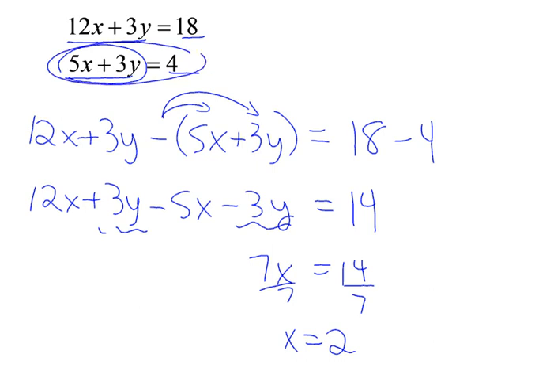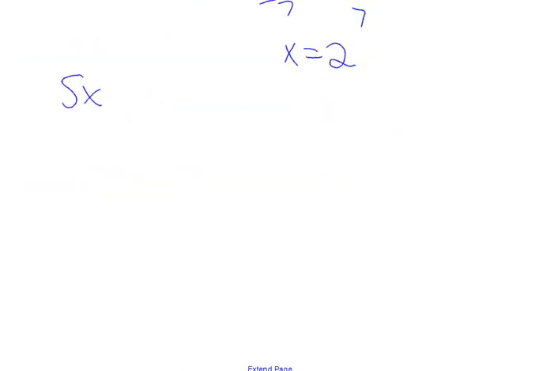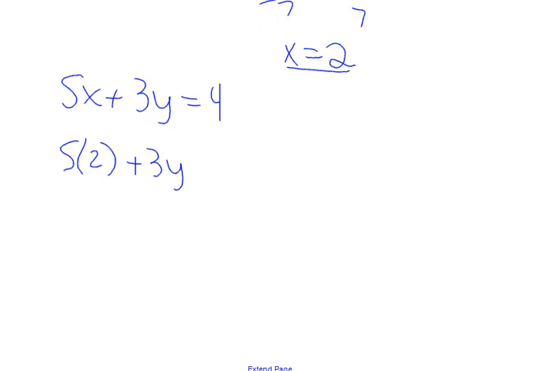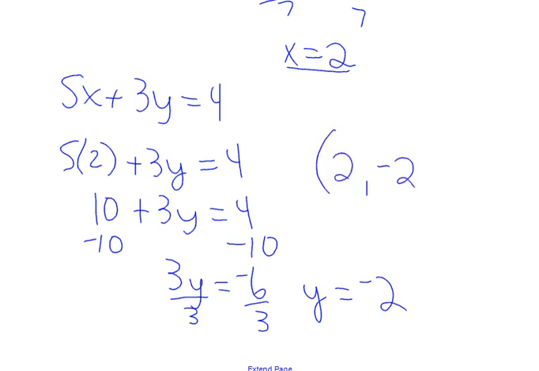I'm going to take the second one this time. So 5x plus 3y equals 4. I'm going to plug in a 2 for x, so 5 times 2 plus 3y equals 4. 10 plus 3y equals 4. Subtract our 10 so we can get y by itself. 3y equals negative 6. We can divide by 3. And we get y equals negative 2. So our ordered pair is a positive 2 for x and a negative 2 for y.